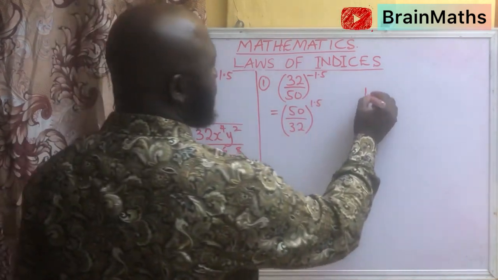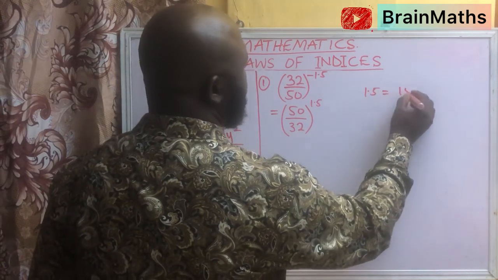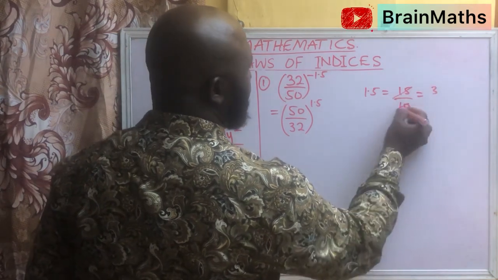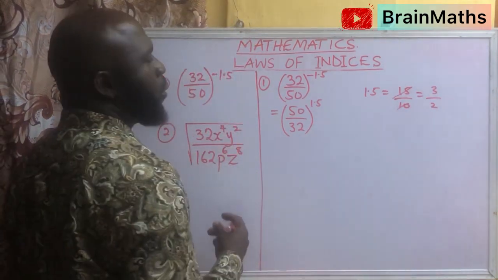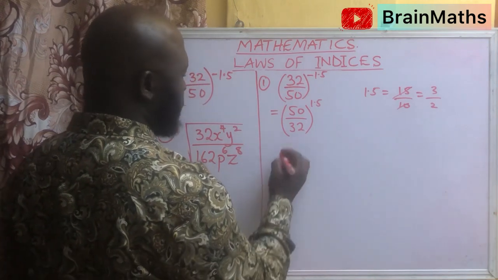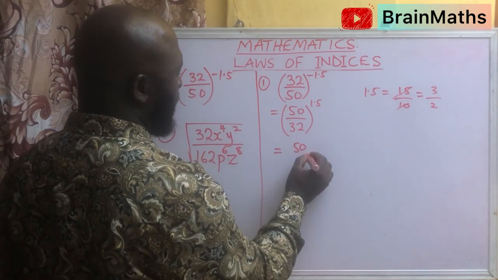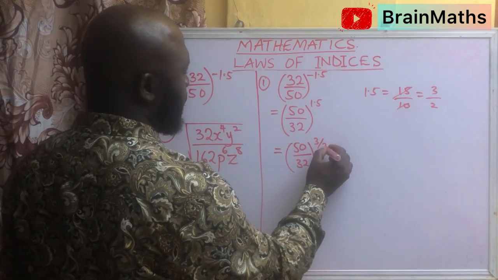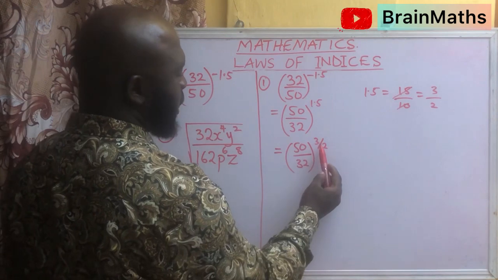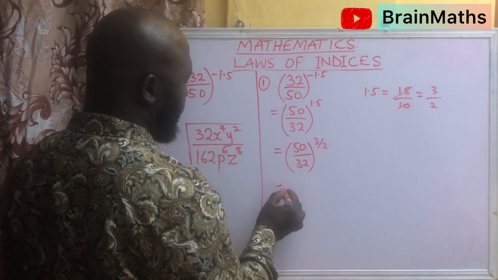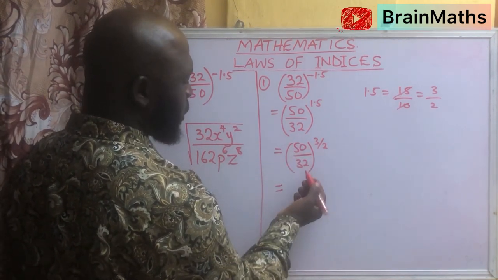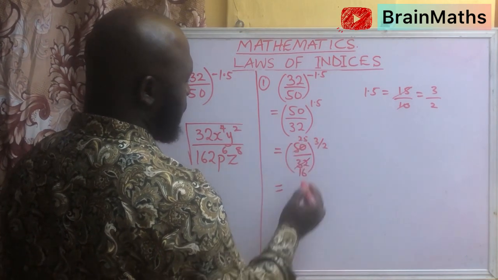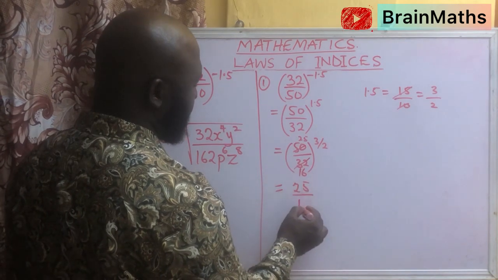And 1.5 is the same thing as 15 over 10, which is equal to, how many 5s here? 3, 5s here, 2. So 1.5 is the same thing as 3 over 2. So we say 50 over 32 having a power of 3 over 2. Don't forget that we can rewrite this. Before rewriting, let's try to cut what we have here. 2 here 16, 2 here 25. So we have 25 over 16.